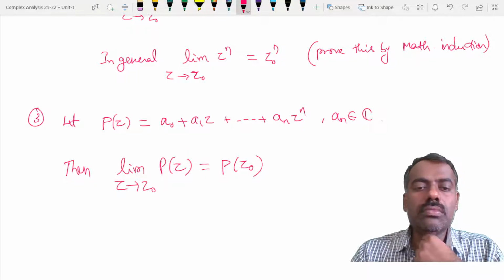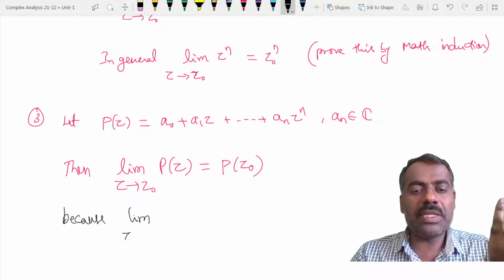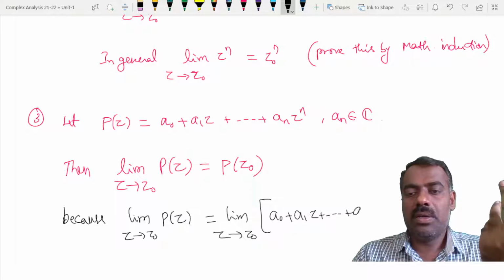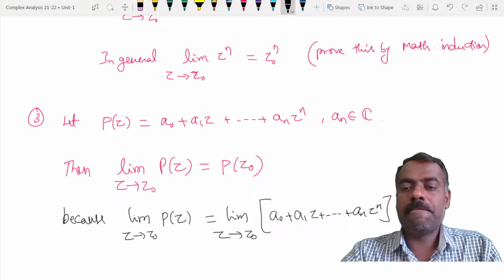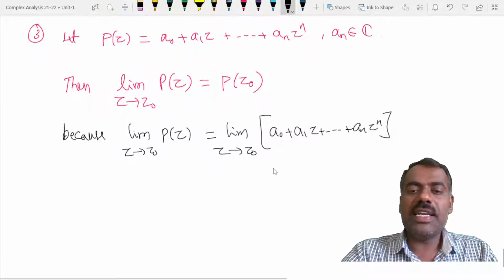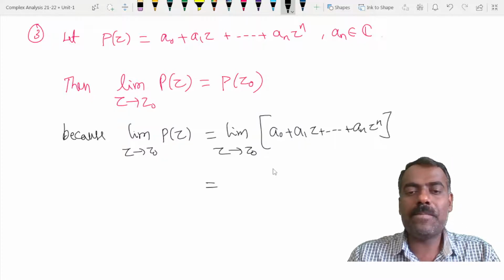Why it is true? Because you have to apply the previous properties, that's all. That means this is the same as limit of z going to z naught. What is our p of z? A naught plus a1z plus an z power n. Then you consider each one as an individual function, then the limit of the sum of the functions is the sum of the limits. Is that clear? Yes or no?